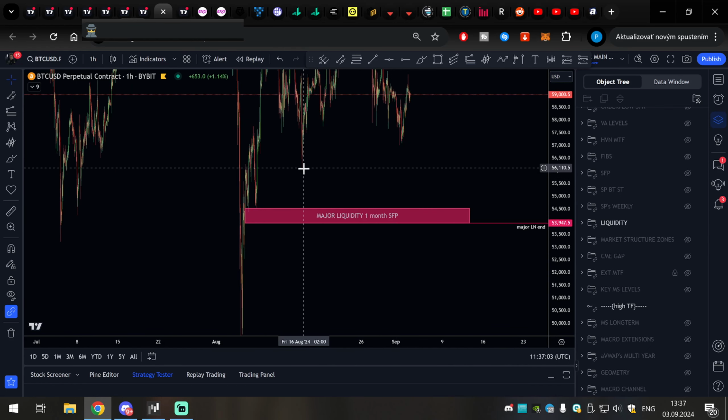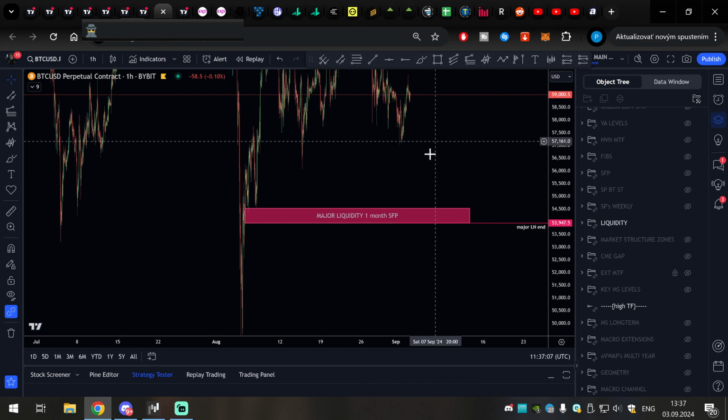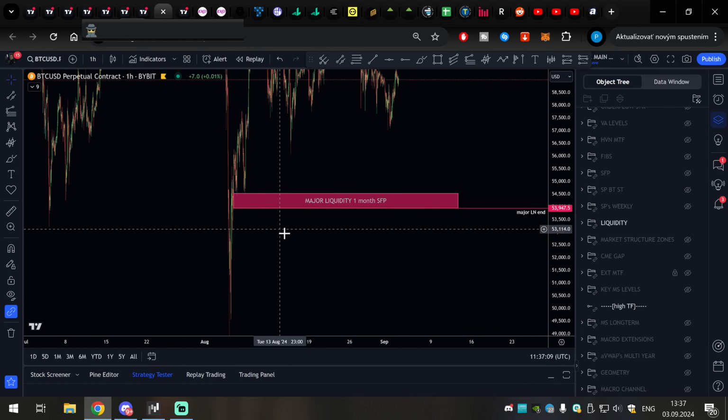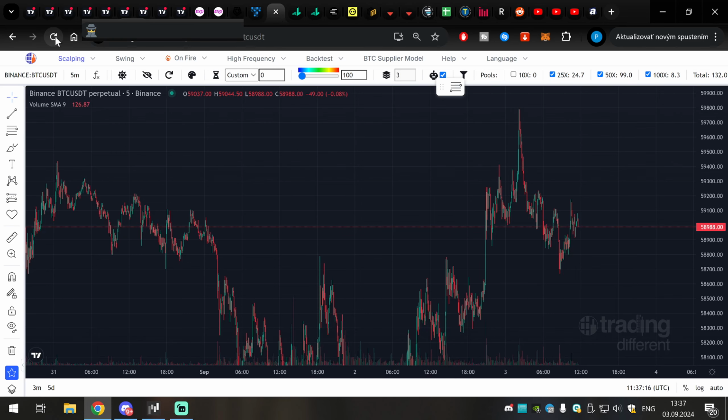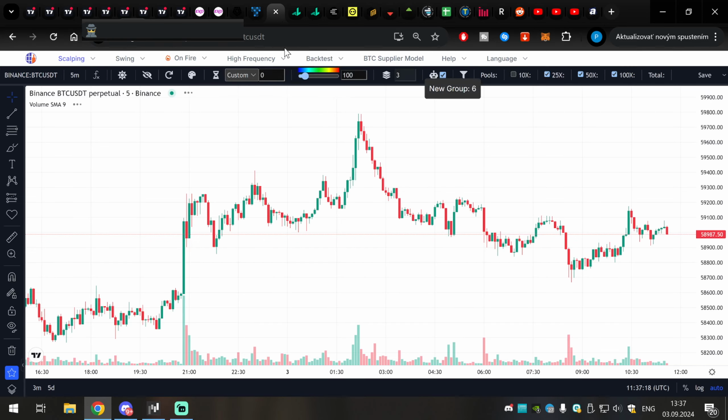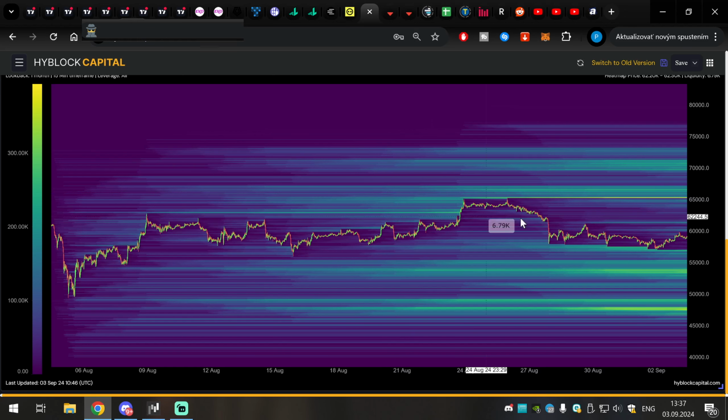If this low is lost, we have some liquidity below this low as well, of course. So you can do a standalone swing failure pattern. If you lose it, then this is a very big liquidity point here. Just need to be aware. We can actually have a look at liquidity on the liquidity tools. So refresh TradingView and Hyblock as well.